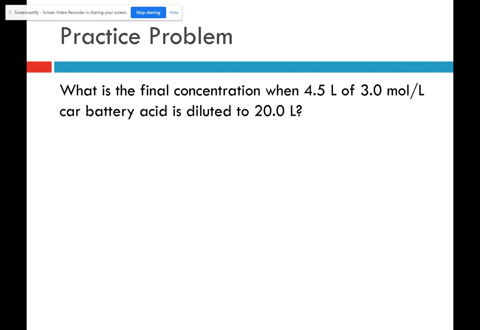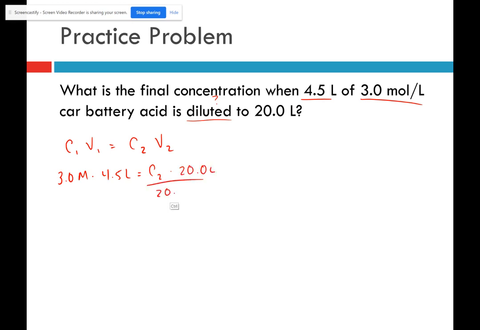This practice problem says, what's the final concentration when 4.5 liters of a 3 mole per liter solution of car battery acid is diluted to 20 liters? Okay, so same thing. My initial concentration and volume is going to equal my secondary concentration and volume. I started off with a solution that was 3 moles per liter. That was my initial concentration, and 4.5 liters. I don't know what my new concentration is, but I do know it's diluted, so it should be a number less than 3. My new volume is 20 liters.